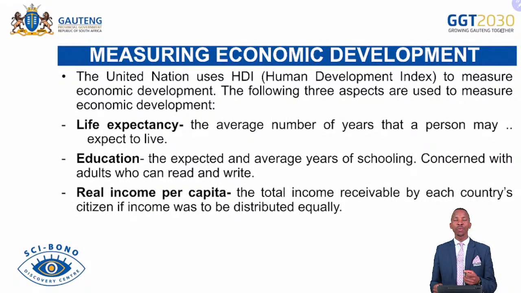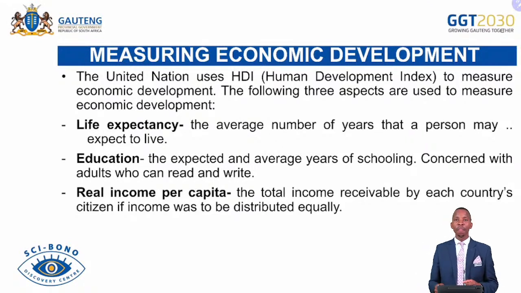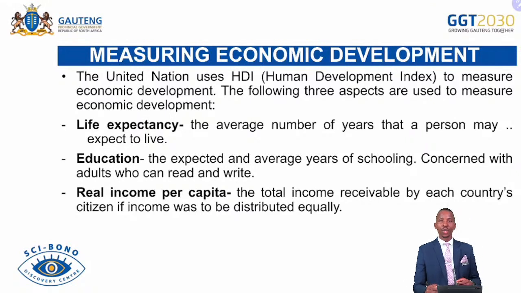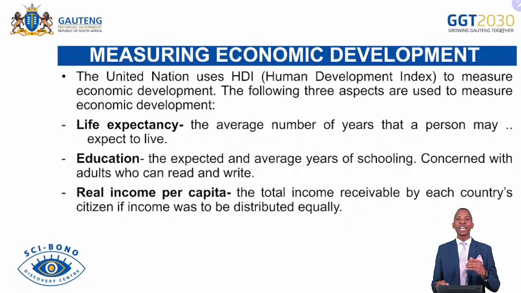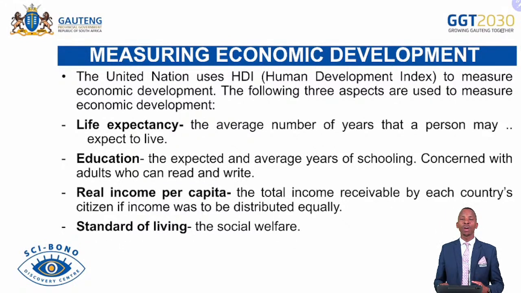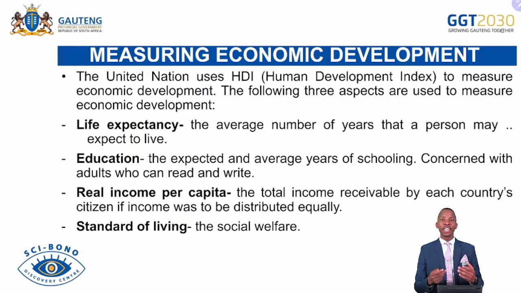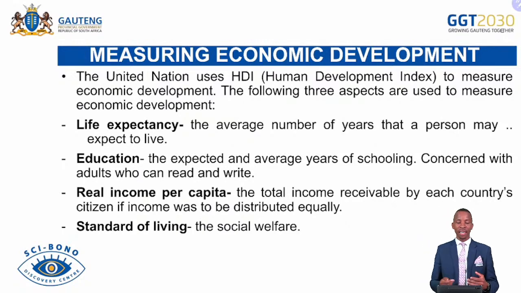In this case, we talk about the income receivable by the working population whenever real GDP is divided by the working population. So this will only occur if income is distributed equally within the country. The standard of living. In this case, we talk about social welfare or social well-being. Remember what informs the standard of living. It is the provision of basic needs. Also, job creation or employment to allow people to earn a certain income for them to afford their basic life.